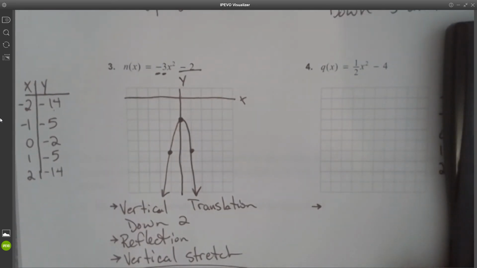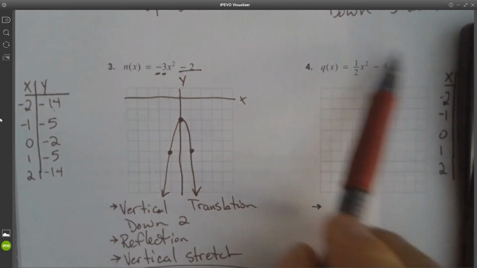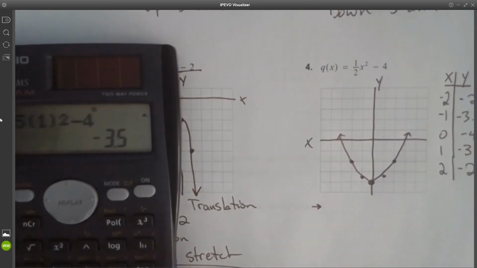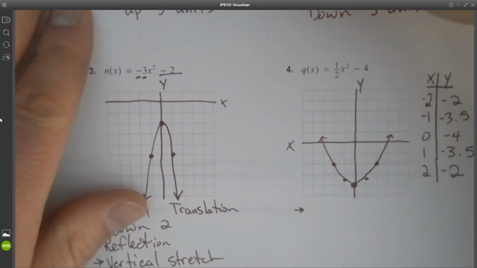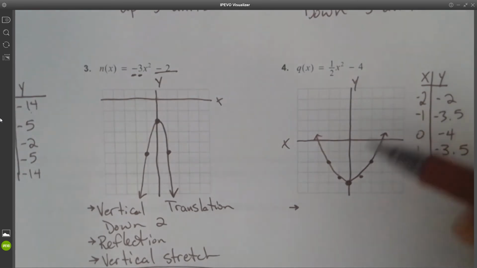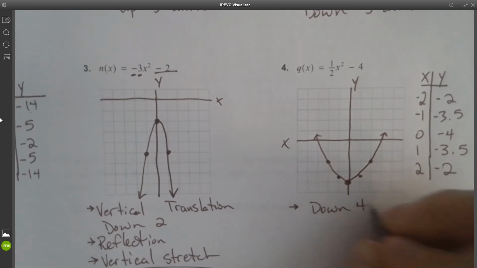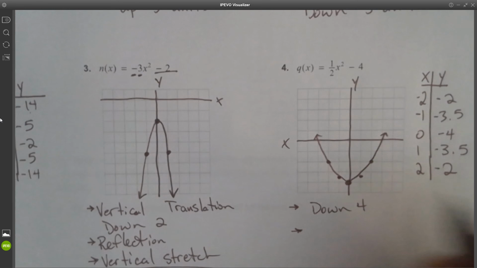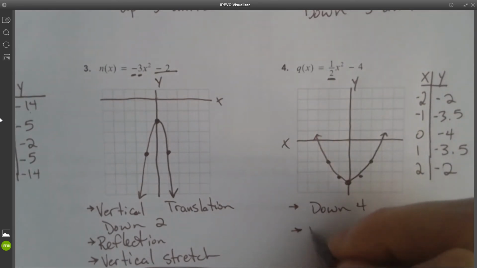Then our final graph: give your XY table a try with these same numbers, and then I'll show you what the graph looks like. So pause your video and give it a shot. So here is my table and my graph for number 4. I see that this graph is shifted down, so it's a vertical translation down 4. It is not reflected, but it is wider. If it's wider, and we have a number less than 1 in front of the x squared, that is a vertical shrink.